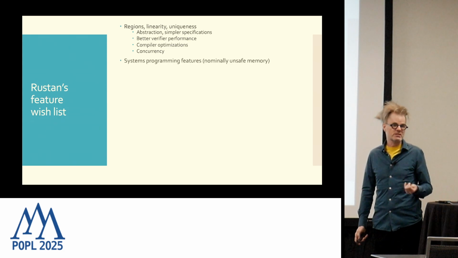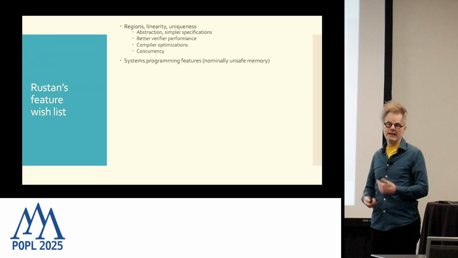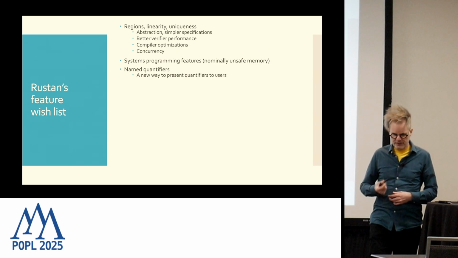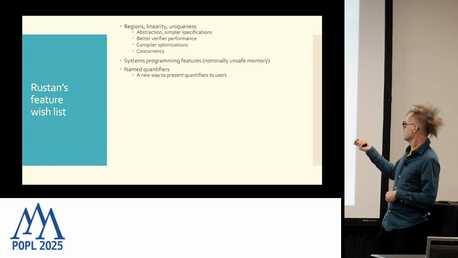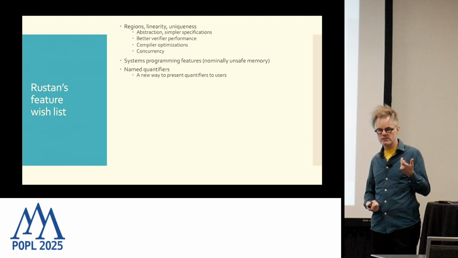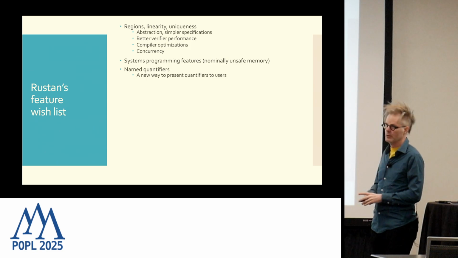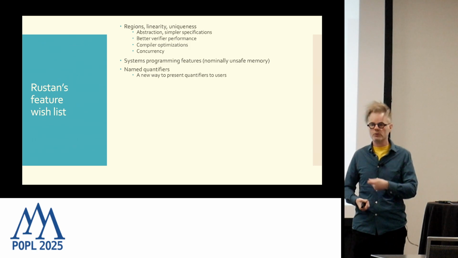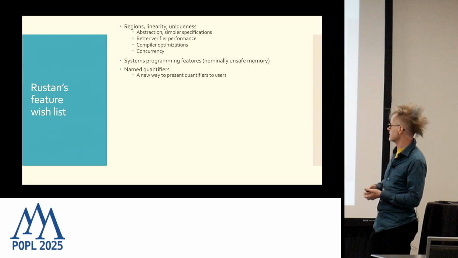I would actually like to see more systems programming features in general. For example, manual memory allocation and other things like that. A feature that I would really like to see that I've been discussing with Peter Müller is naming quantifiers. So I think that if you could name quantifiers, you would have a different model in how users would interact with quantifiers. Essentially, it's saying you name your quantifiers, and if you want to instantiate them or give witnesses to the quantifiers, okay, you have a name for it.